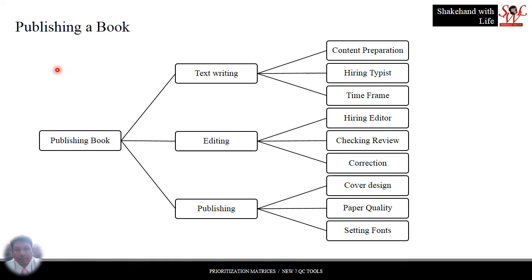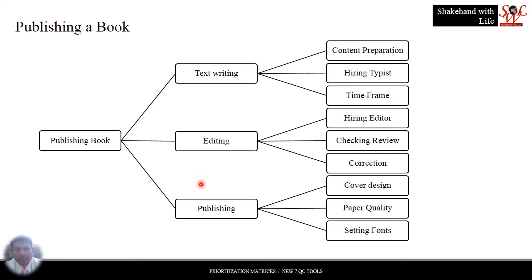So we have a working problem here. Someone wants to publish a book. What options are available for publishing a book? So three options are here at level 1. First is text writing, and for the text writing, what should be done? Content preparation. A typist should be hired, and he has to decide a particular time frame in which the book gets published.